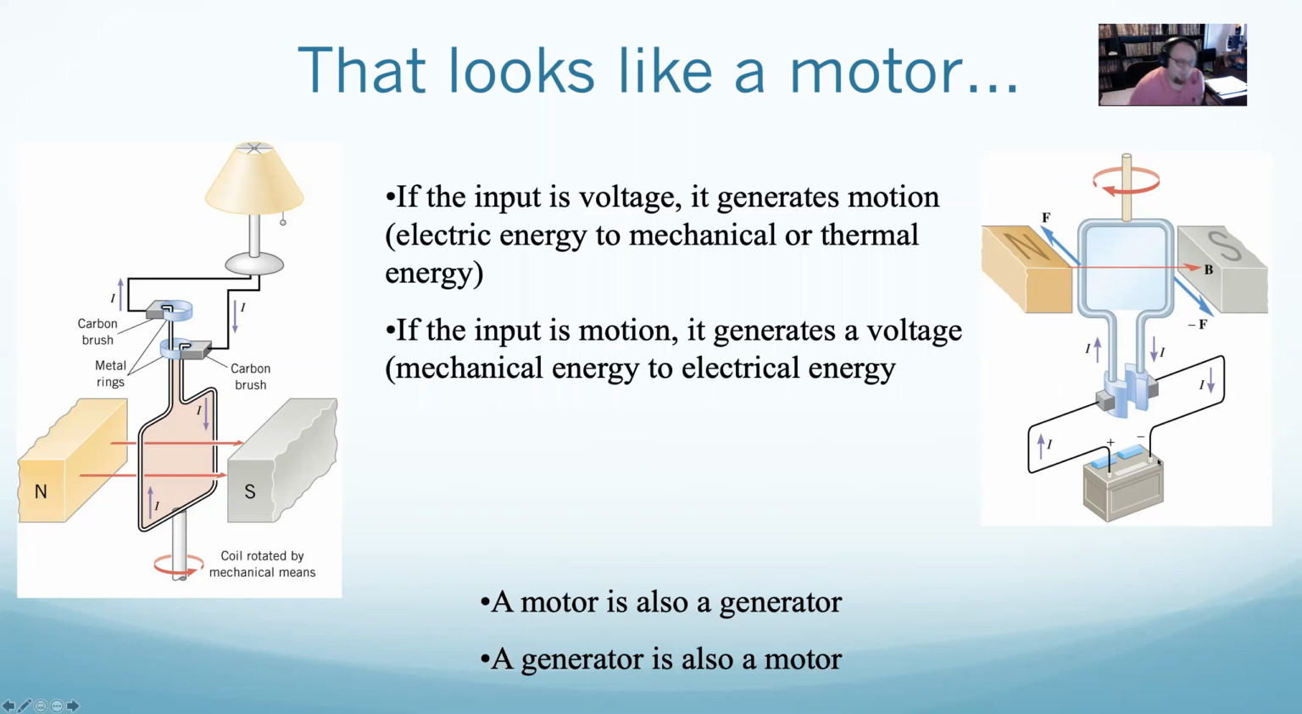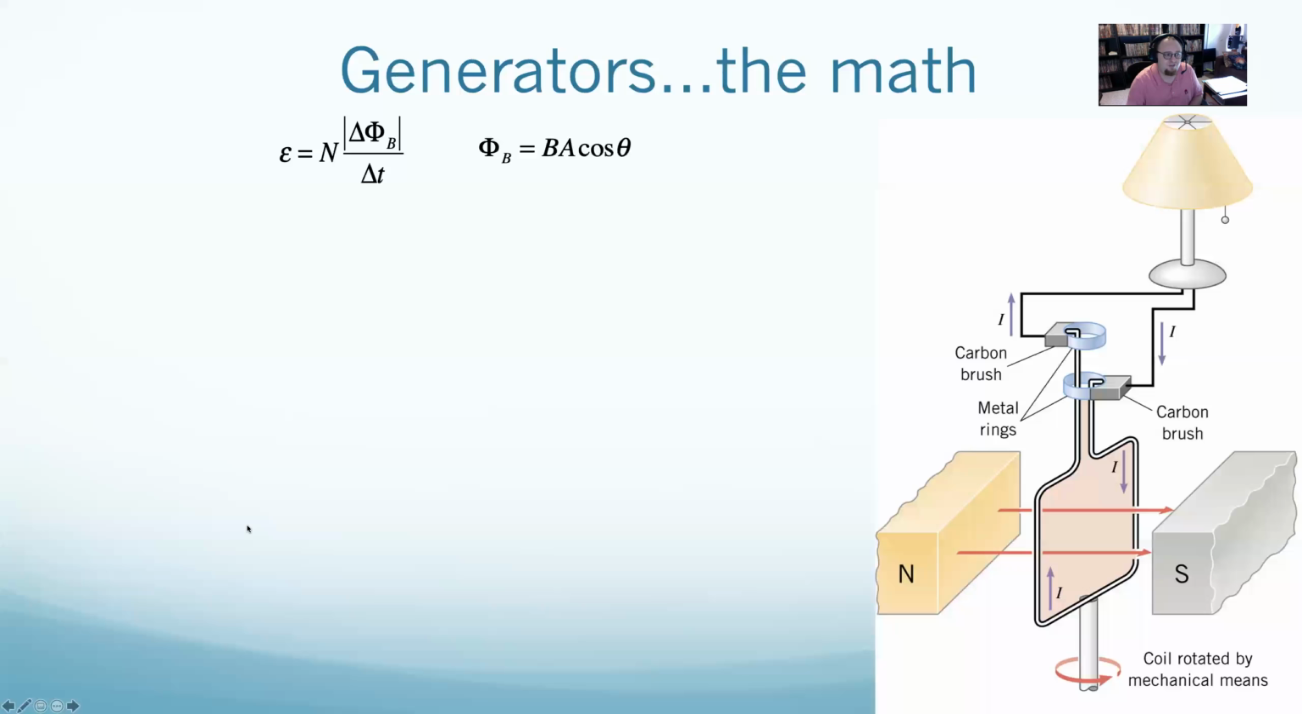Now, here's the math involved. If I'm spinning this loop of wire in a magnetic field, the induced EMF is N times the change in flux over change in time. I'm using an absolute value just to not deal with what direction the EMF is in. We'll come back to that. Also, there should be a negative sign in front, but once again, I'm not dealing with direction right now. This means the EMF is N times the change in BA cosine theta over delta t.